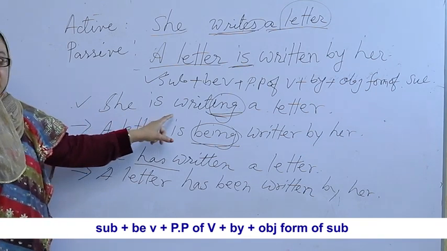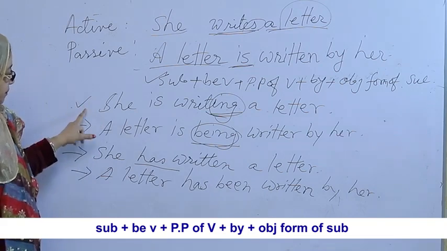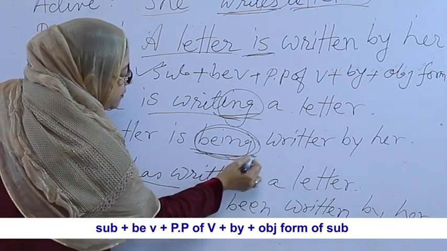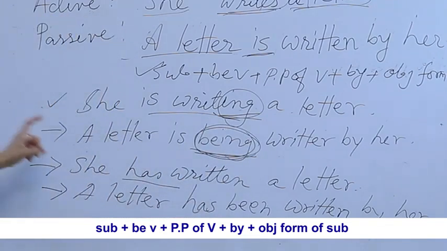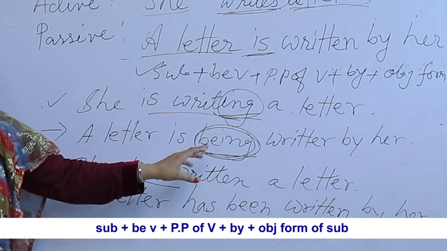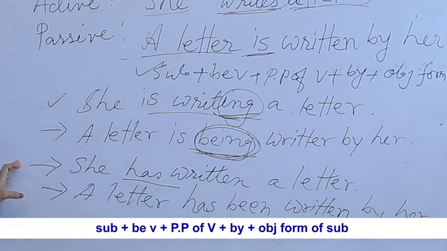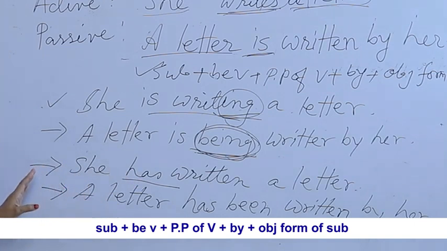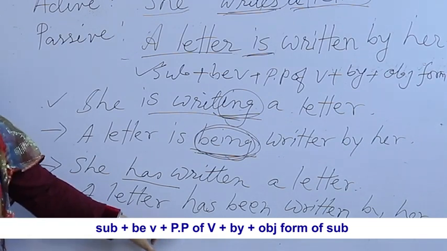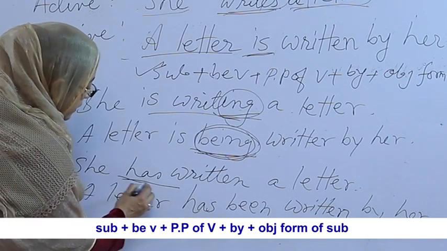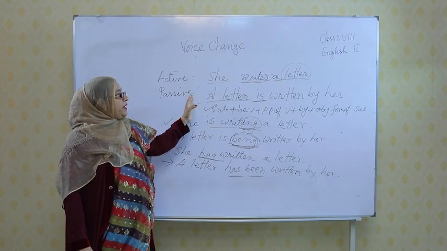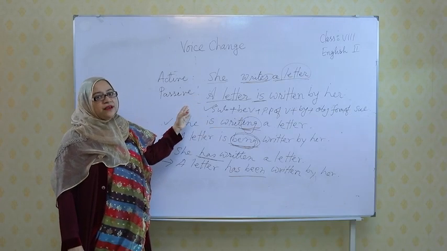Then I use the continuous form of tense. She is writing a letter. This is a continuous form. So when it is a continuous form, I use being, B-E-I-N-G. A letter is being written by her. And for the perfect form, when I turn it into passive, I use a letter has been written by her. By this rule you can change the past form of the sentences.